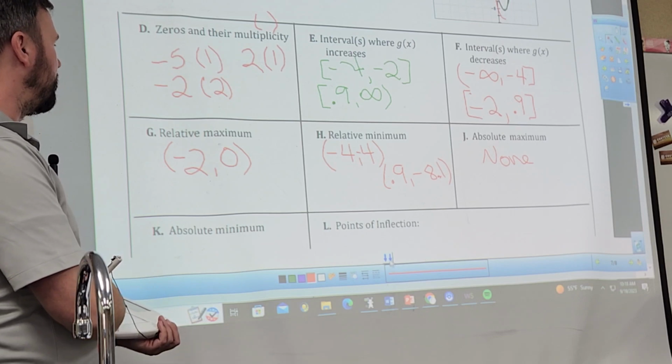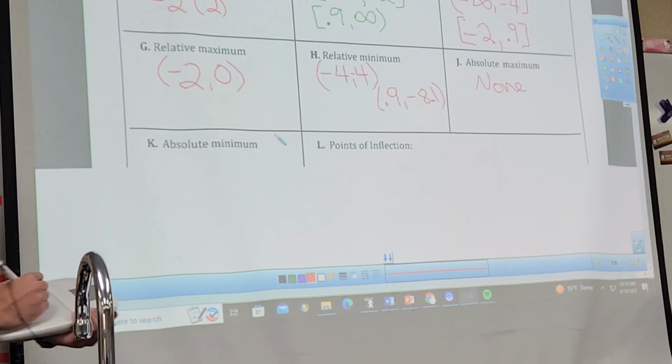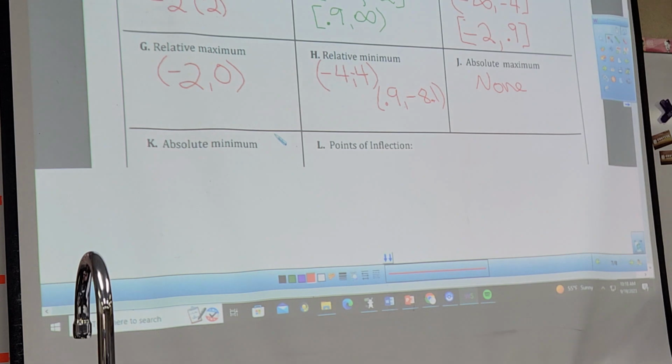Do I have an absolute minimum? Yes. -8.1. Now you could list the point, but the absolute minimum of that graph is -8.1. You don't get below it, right? You could have also said at 0.9, -8.1, right? There's many ways to say these things. Like technically I said the relative maximum occurs at this whole point. Relative min. Now how do I find my POI?